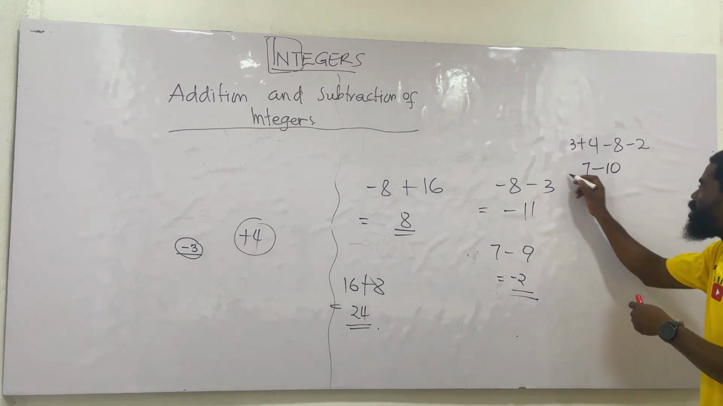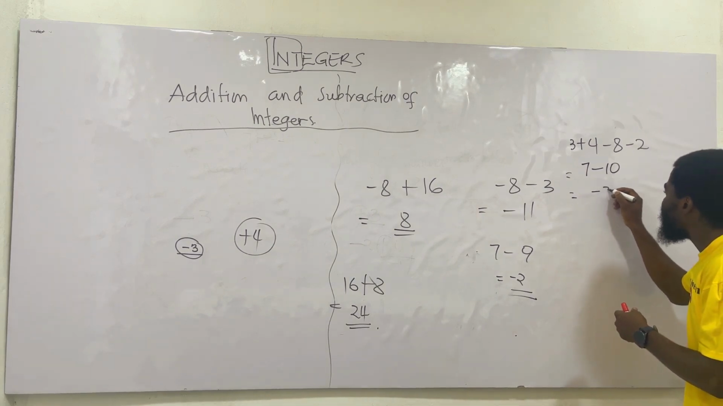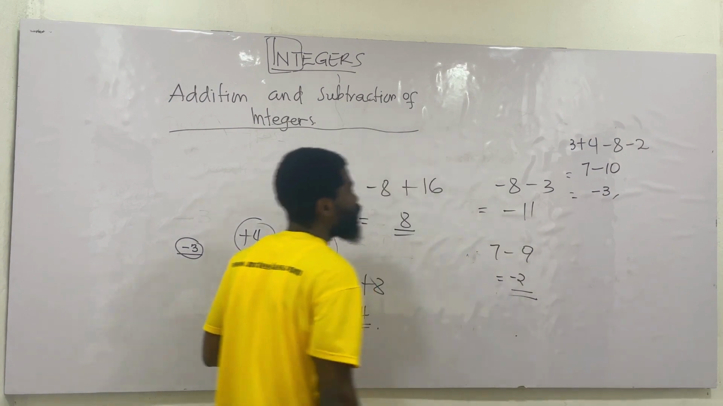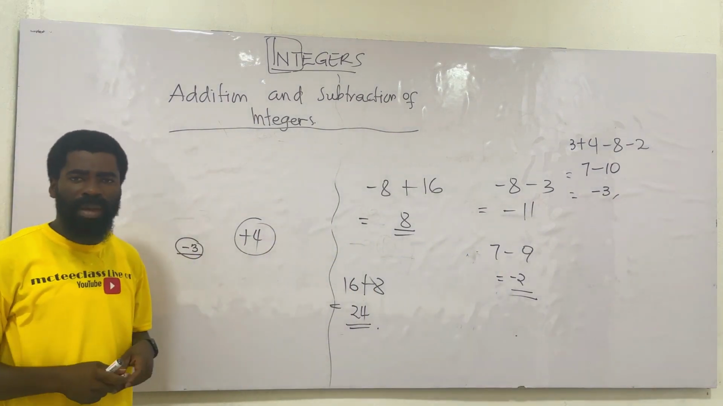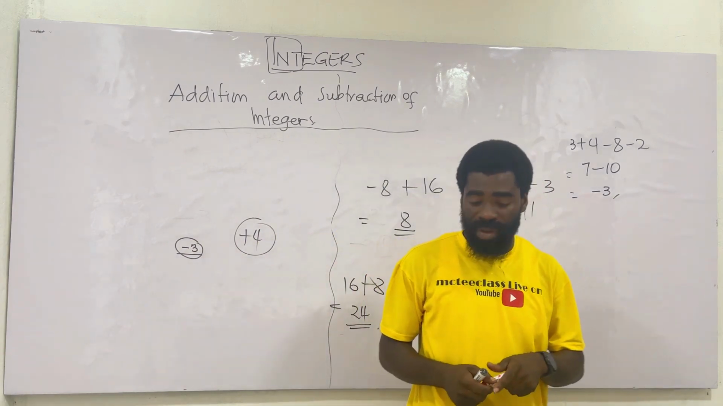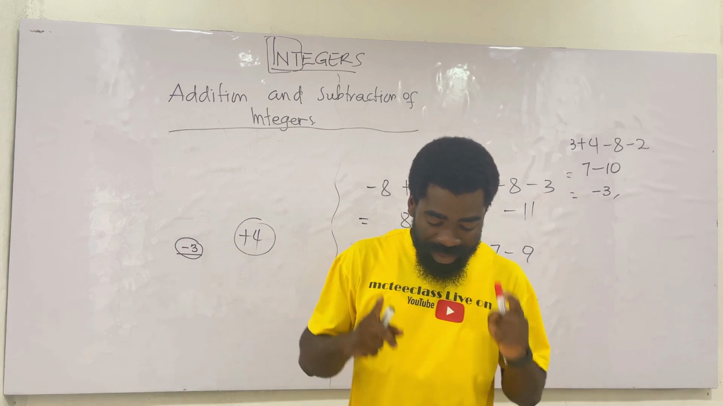Now, if I have 7, but I owe 10, when I pay, I'm left with negative 3. I'm left with 3 more to pay. I hope you get the point I'm making here. Very, very important for you to understand that. These are very basic math, but very important for you to know.